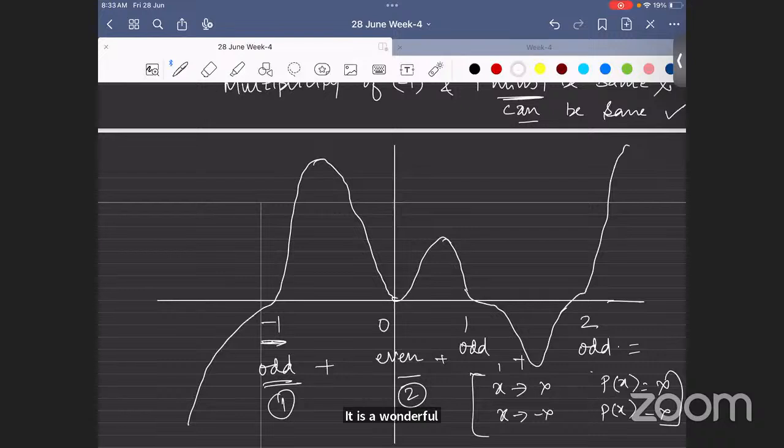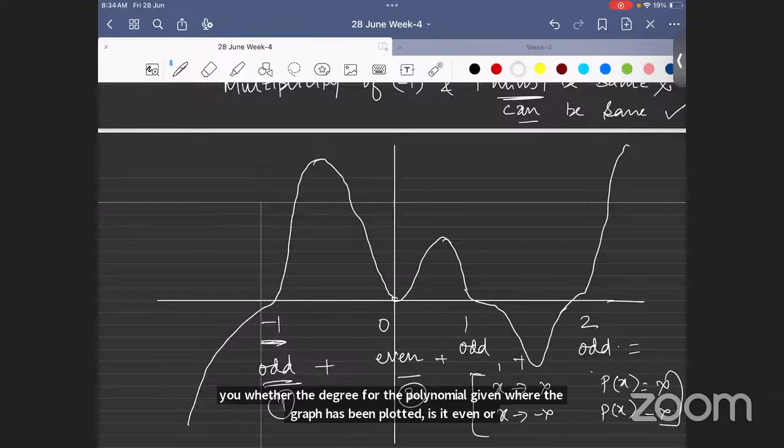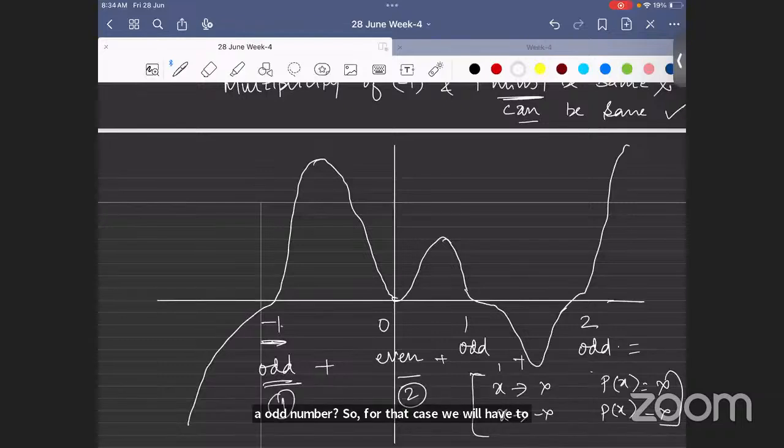So could you please explain the last two questions, the degree of the whole polynomial and this one? Okay. So what I was saying is, you can be given the polynomial, the graph can be given to you, and then they can ask whether the degree for the polynomial, where the graph has been plotted, is an even or an odd number? Okay. So for that case, you'll have to check the multiplicity for each of the roots. Now you can see that for minus 1, as it is crossing, for sure it will be odd.